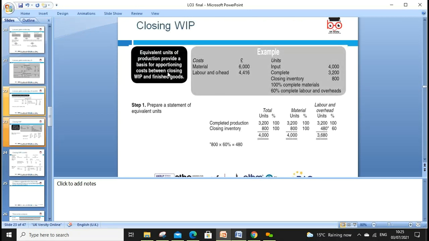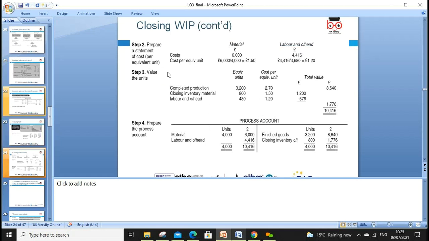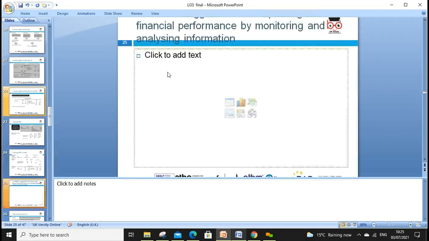Okay, yeah. So of course it's all the information. So you follow the steps. Step 1. So you can look at the process costing, and that's okay.